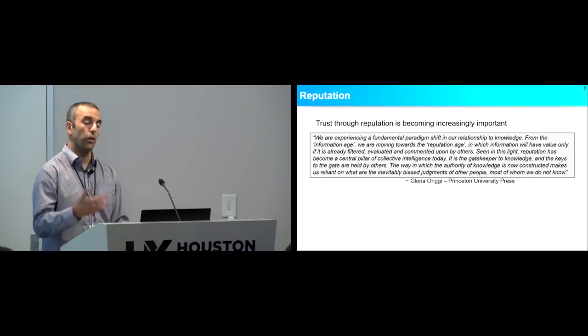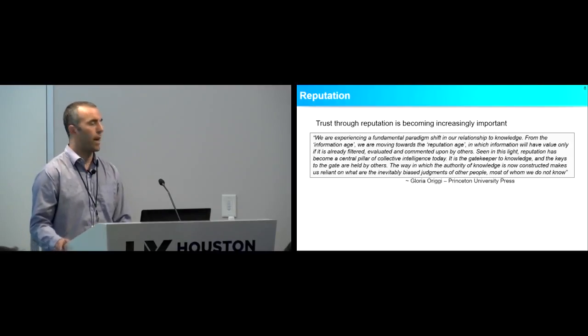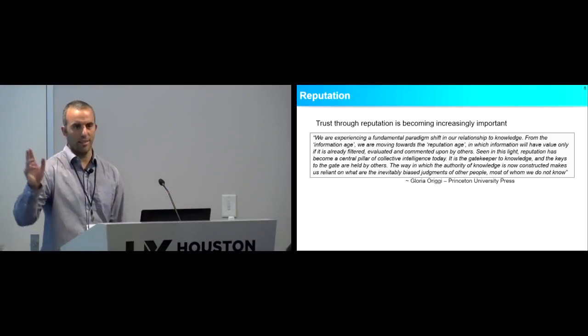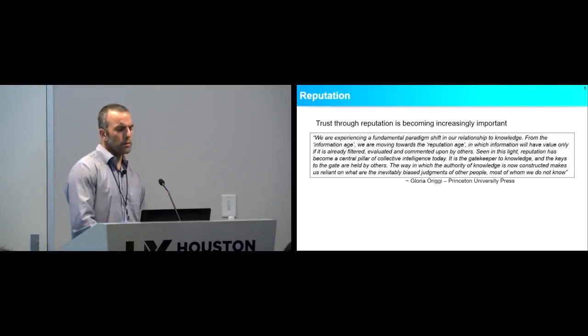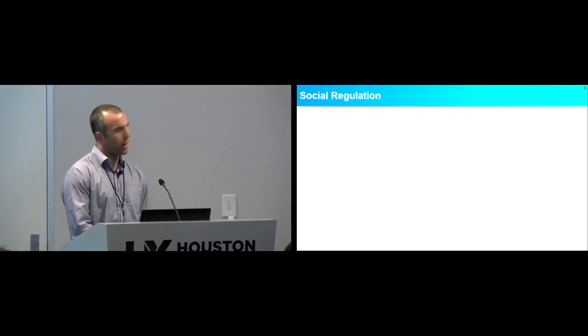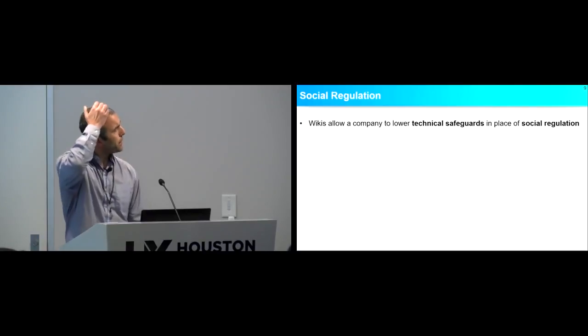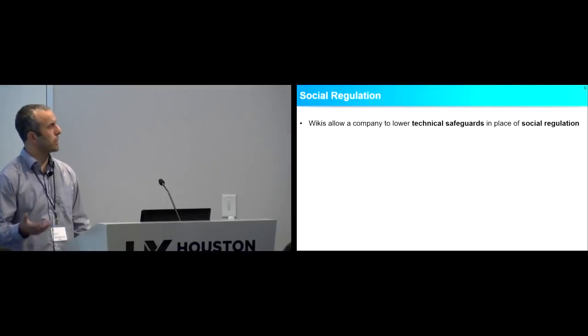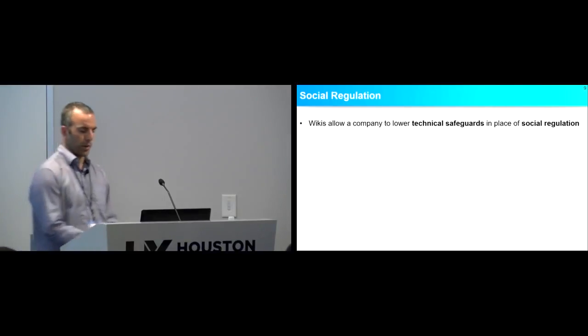Or when we're discussing something, especially when we're a new employee, we don't know that at all. As I come in as a new employee, I don't know this landscape. I can listen to three different people's opinions on how to design a certain part. If I talked to that same employee a year later, he'd say, well, I would have totally ignored those first two guys, and that last lady, she was right. So one of the ways we can start helping with this trust or reputation is through social regulation. I like to say that wikis allow companies to lower technical safeguards, the vaulting or controlled revision, in place of social regulation.